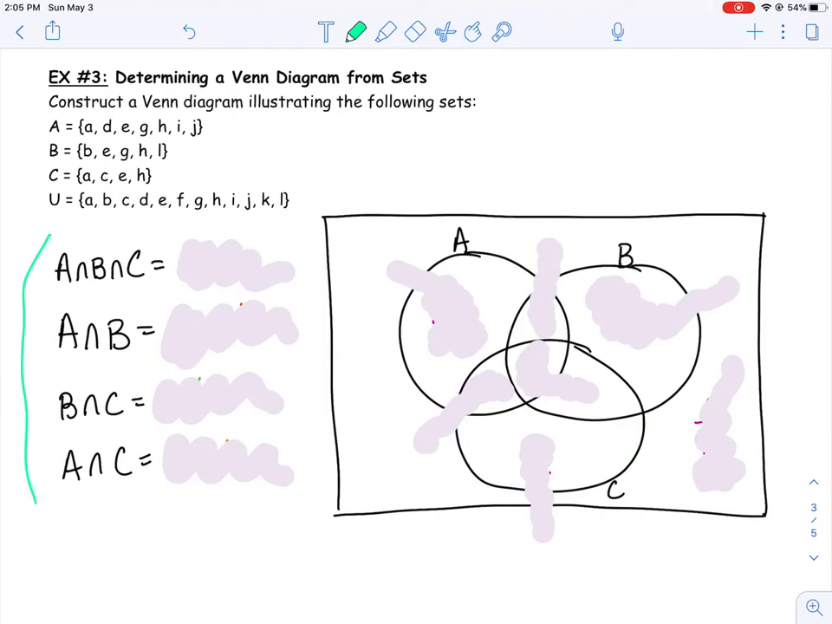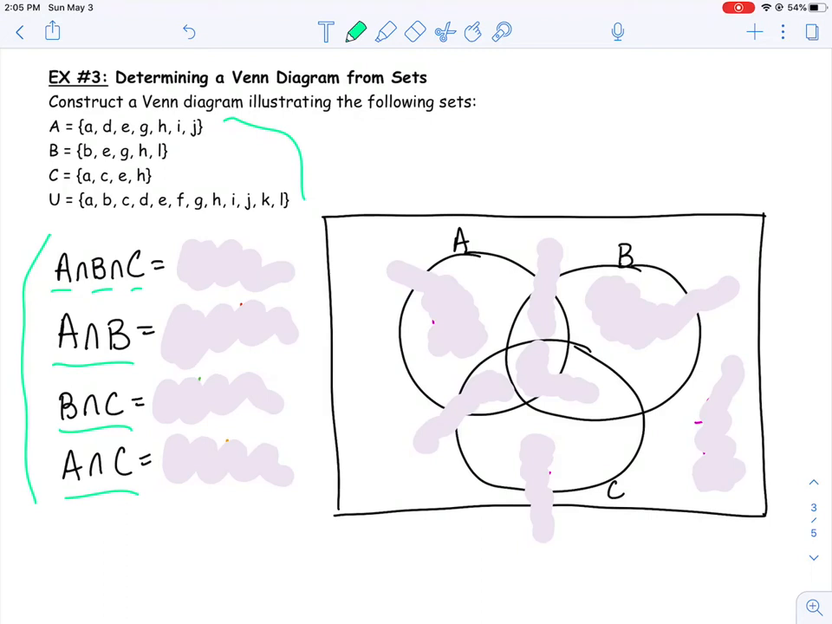What it might be easiest to do, you see how off to the side here I wrote down the different intersections first. I wrote down where all three of them intersect, and I'm going to list all the elements there. Then I listed the intersection of A and B, the intersection of B and C, and the intersection of A and C. I'm going to do that off to the side first, and maybe that will be more helpful in putting my elements in my picture.